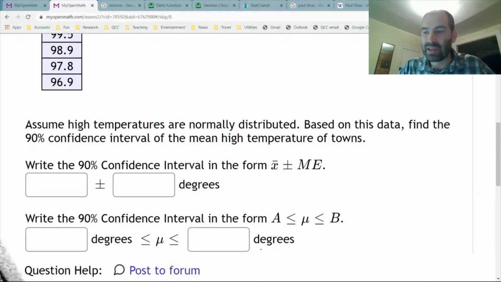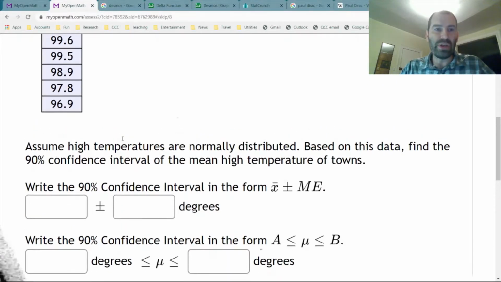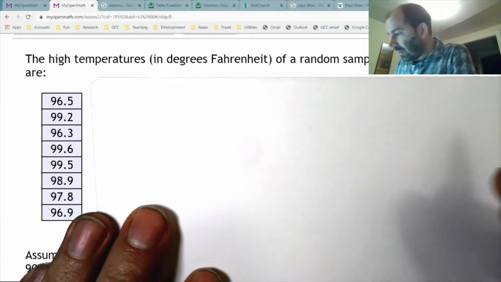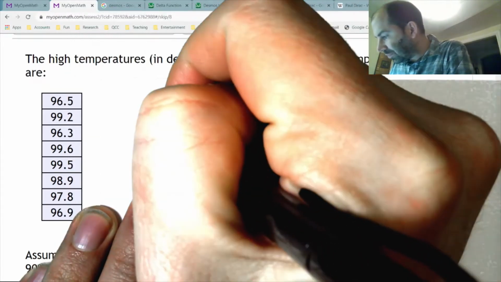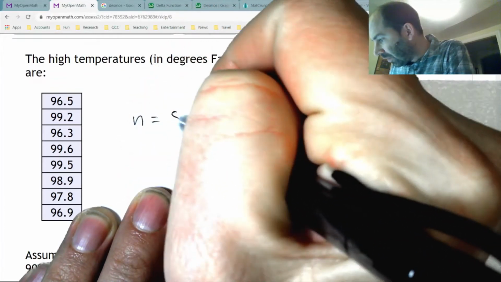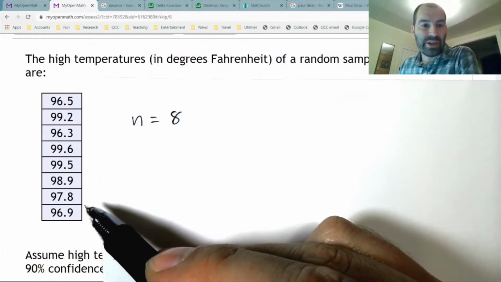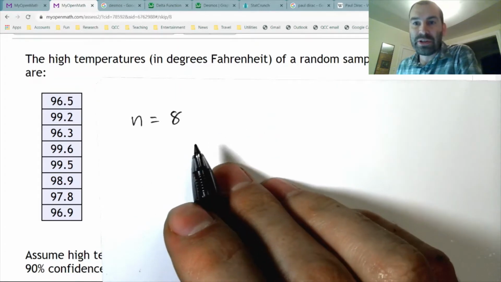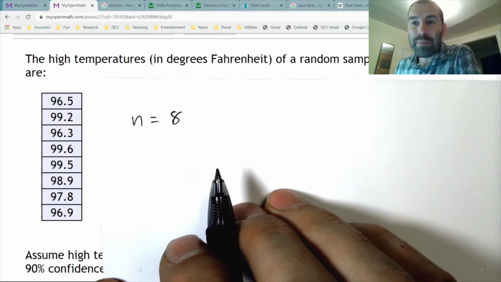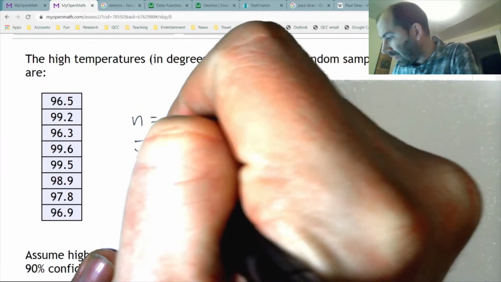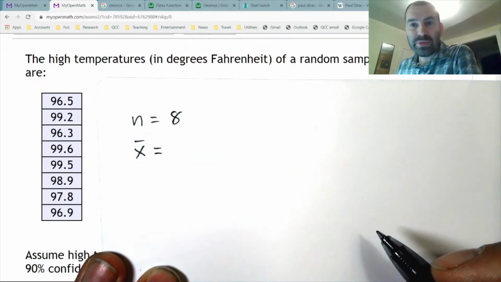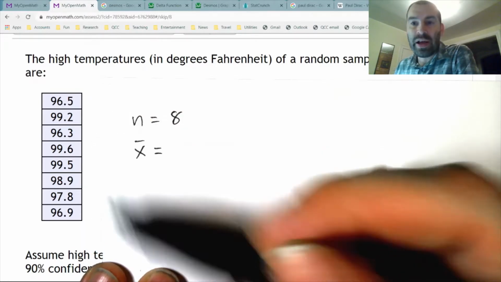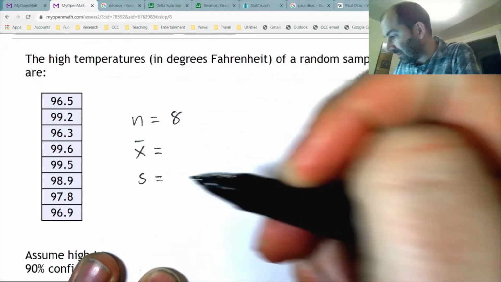Okay, a 90% confidence interval. So what do we know here? Well, we know that the sample size is equal to 8. There are 8 data values here. And we want to compute a 90% confidence interval. What else do we need? We need a point estimate. We need to find the sample mean. What else do we need? We need to know the standard deviation of the values here. So we're going to need to find s.